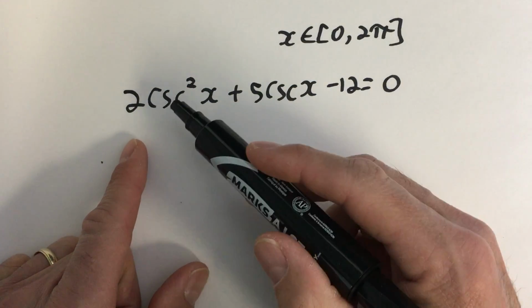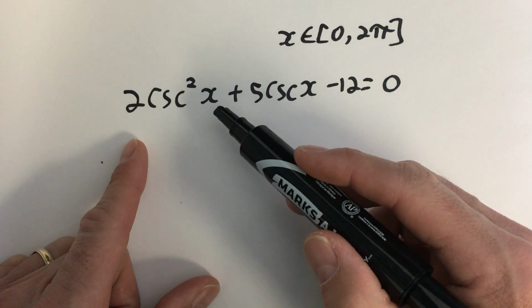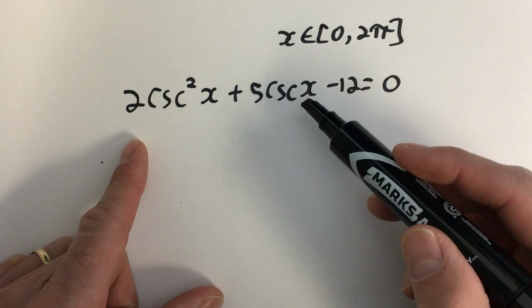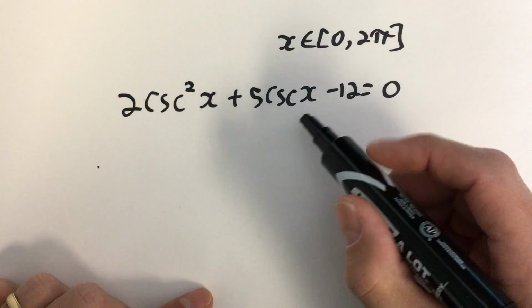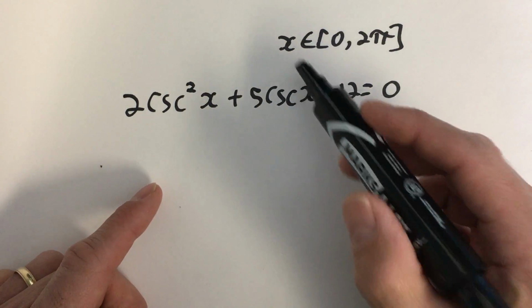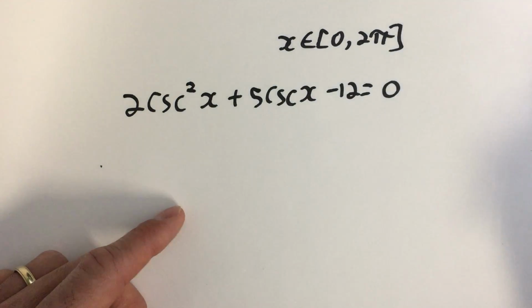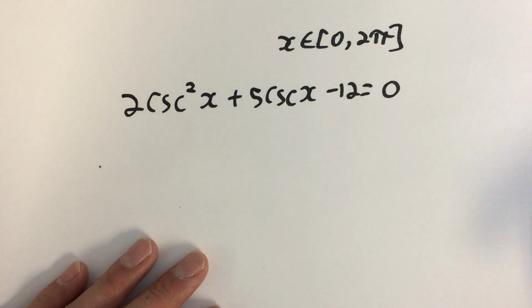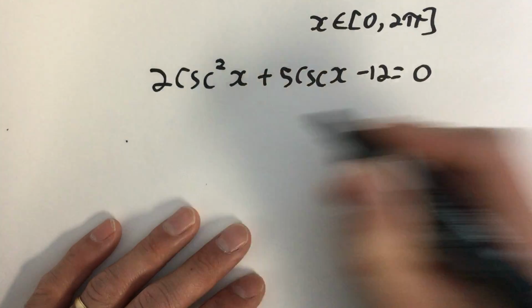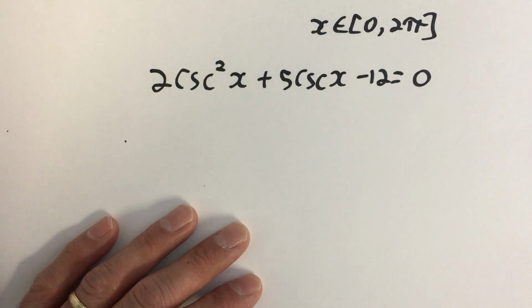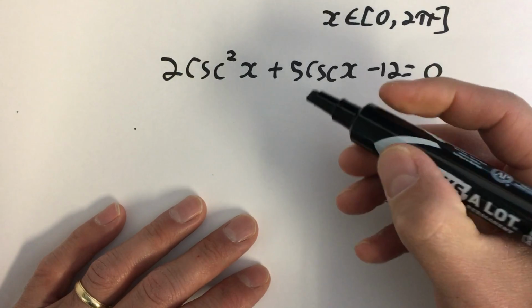We've got 2 times the square of cosecant x plus 5 times cosecant x minus 12 is equal to 0. And I'm looking for every valid solution in between 0 and 2 pi. All of this obviously is done in radians. Looks like a bit of a mess. I'm going to clean it up. I'll clean it up with this substitution.